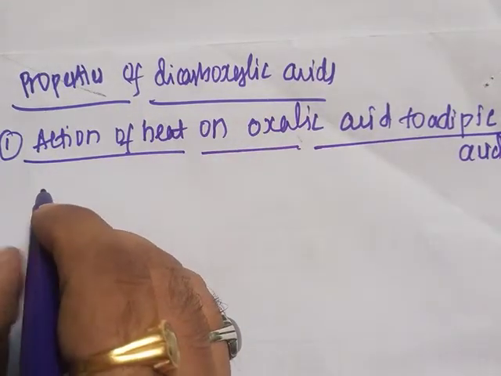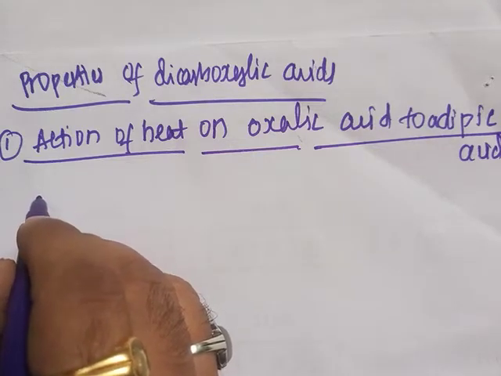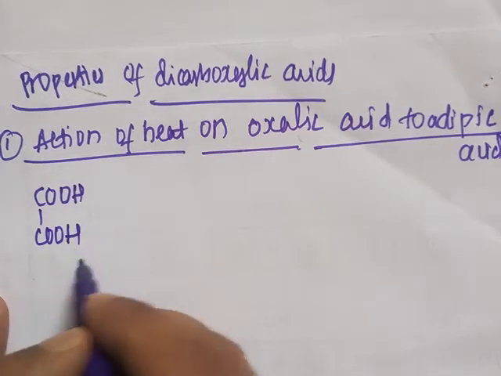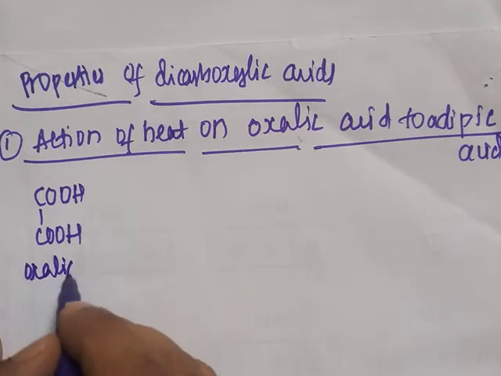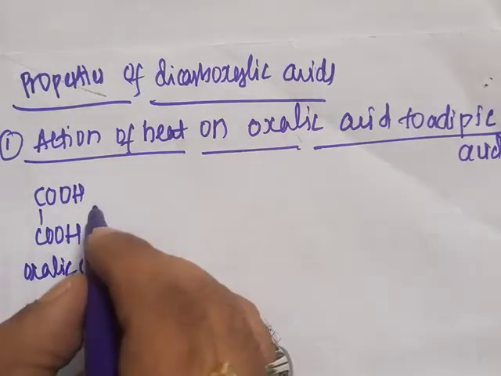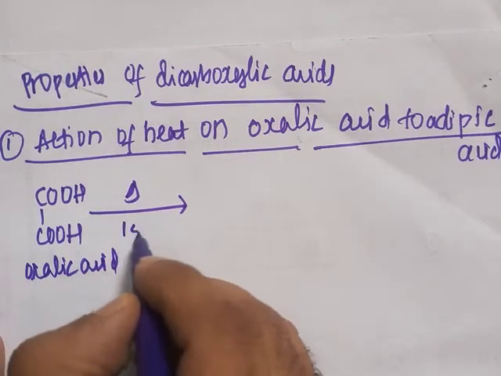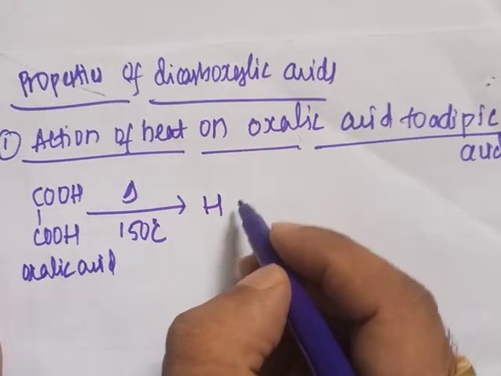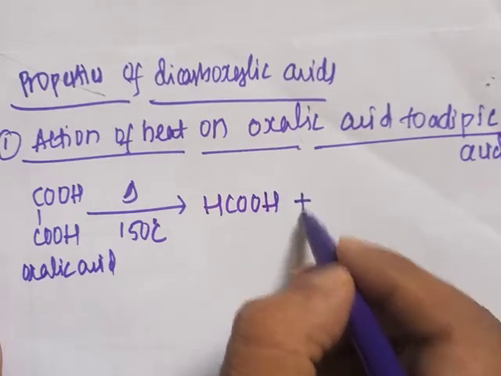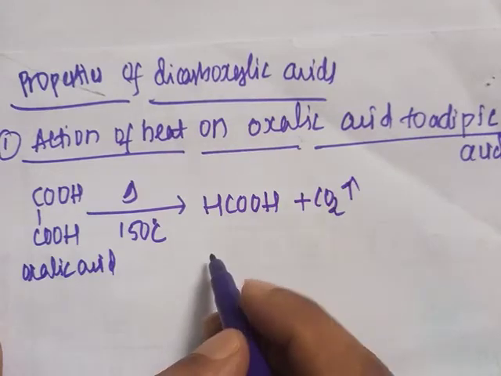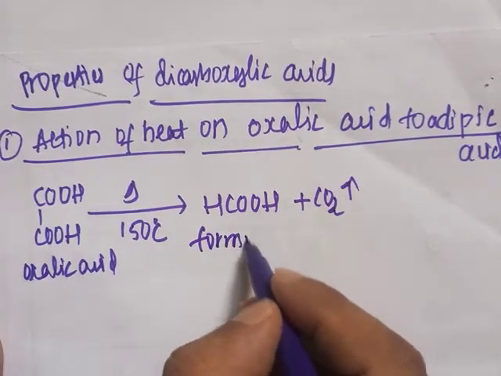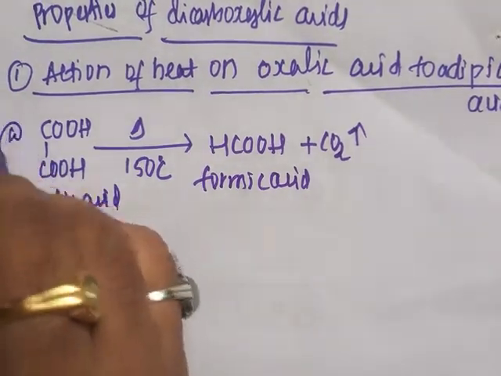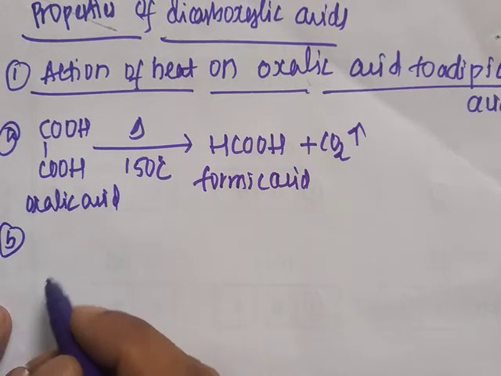So this is oxalic acid. When oxalic acid is heated to 150 degrees Celsius, it forms formic acid, liberating carbon dioxide gas. So this is formic acid.